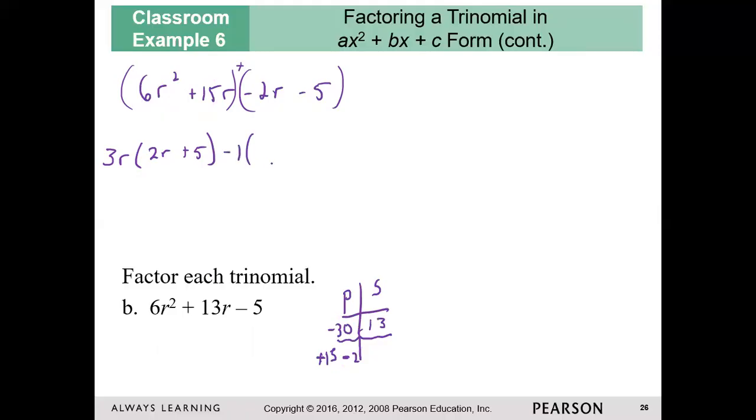So we've got to factor out that negative 1, which gives us a 2r plus 5, and that's exactly what we have there. And our final answer is 2r plus 5 and 3r minus 1.